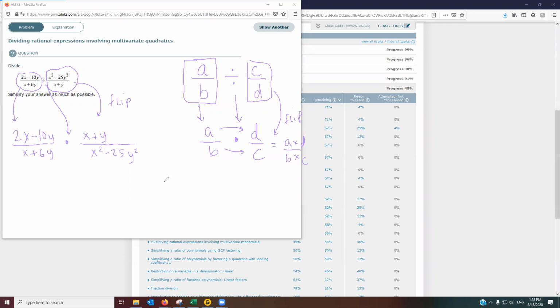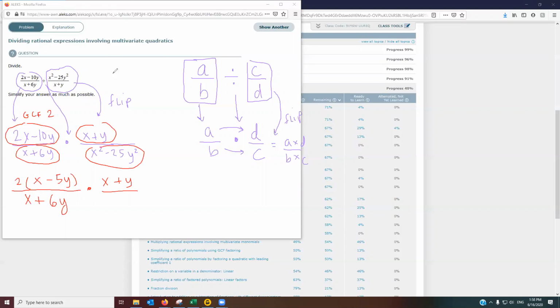I'm going to multiply these fractions, but first I'm going to try to factor as much as possible. Let me come over here and I'll work on this top part. I'm noticing there's a GCF here of 2. So I'm going to take a 2 out in front of that. That's going to leave me with x minus 5y. On the bottom, I have x plus 6y. Well, there's nothing I could do to factor that, so I'm just going to bring it with me. On this side, I have an x plus y. Again, I can't do any factoring with that. But let me go to the bottom here, x squared minus 25y squared.